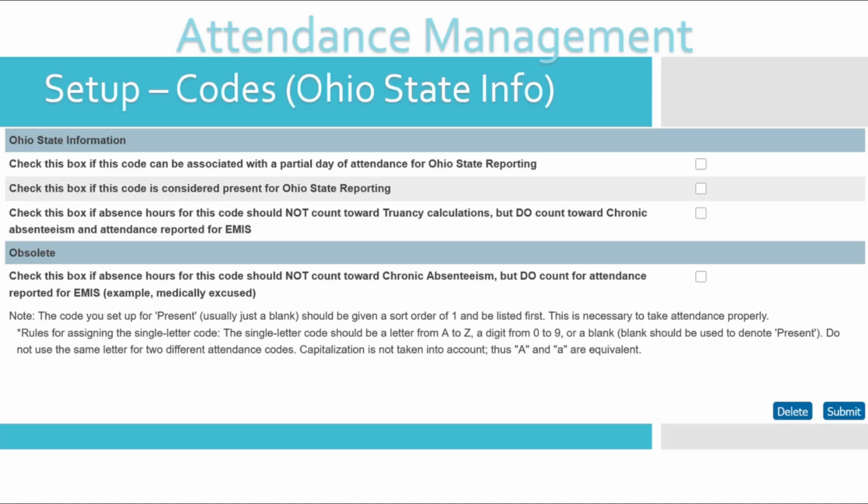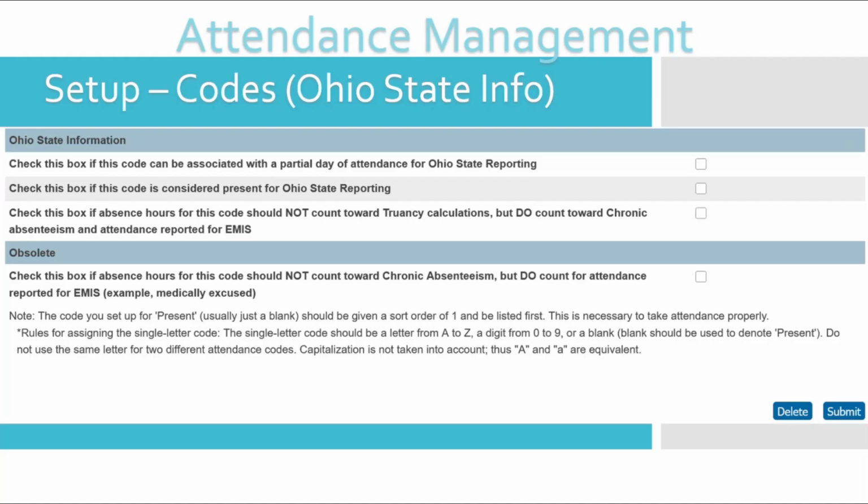The third box is if they should not count toward truancy, but they do count towards chronic absenteeism. So for the most part, I believe that's out of school suspensions. There could be some other examples as well. I just can't think of any off the top of my head.